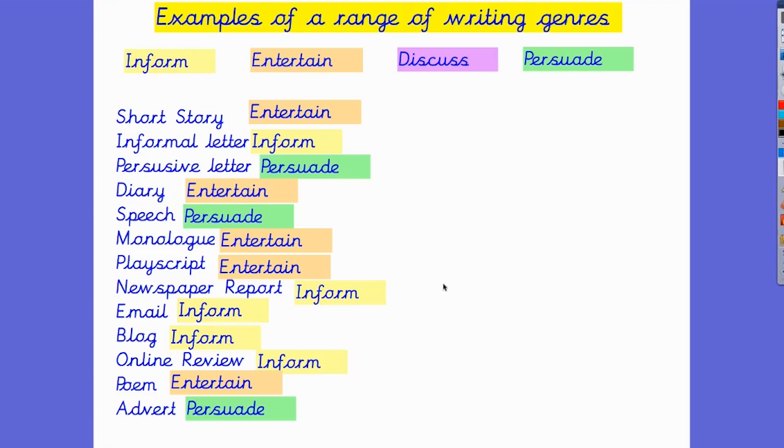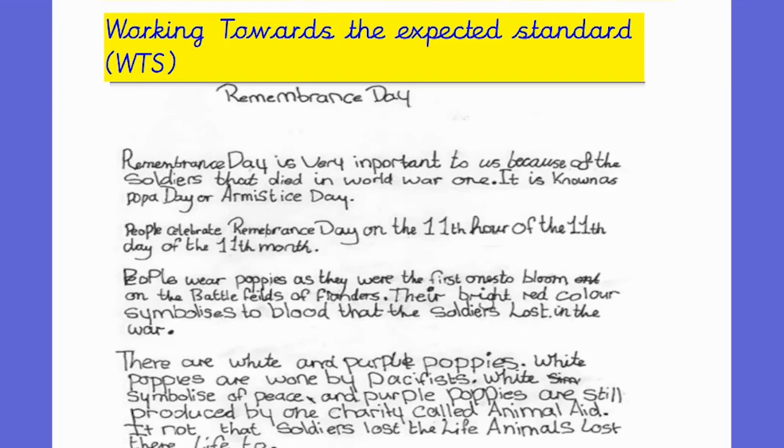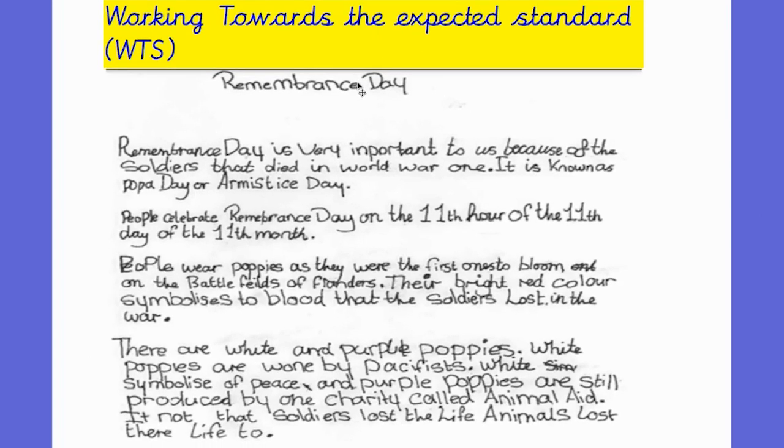Okay, so once again, if you just have one type of writing in your books, then it's really a good idea to look back at your planning and see where you can plan for these different genres. So, working towards the expected standard. So this is a piece of writing taken from the exemplifications which the government give to teachers as good examples of what working towards might look like. First of all, let's start by reading one.